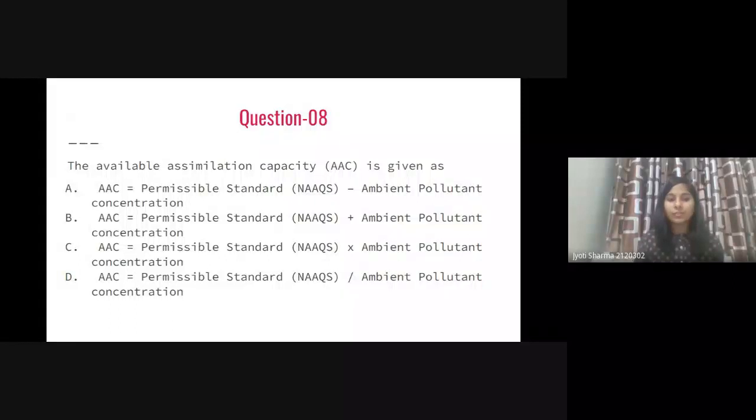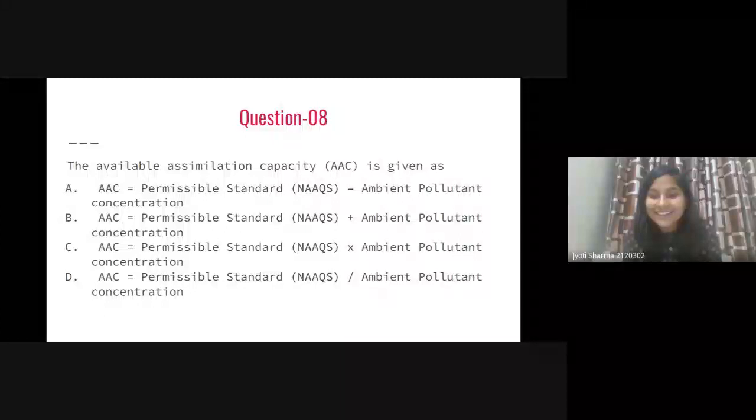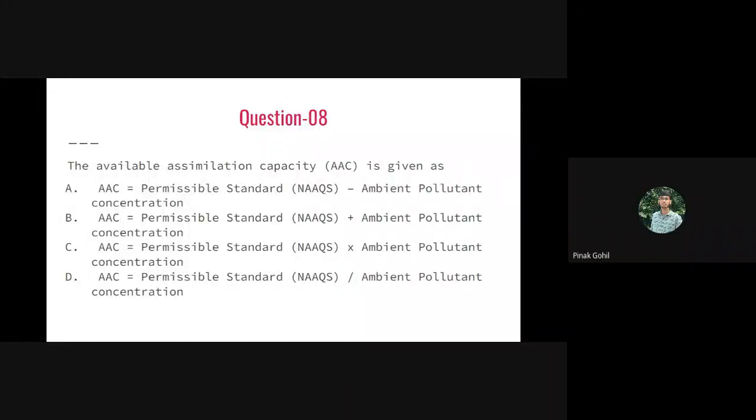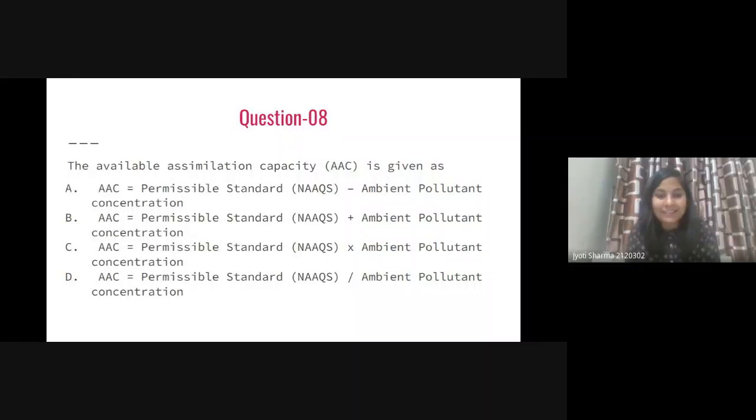Okay, the next question I have, the available assimilation capacity is given by. So the first is, okay, Alka gave me answer A, Nishan gave: difference between permissible standard and ambient pollutant concentration. A. Yes, exactly. You are giving me the right answer. So here the question is, what do you mean by this permissible standard? And second is, what do you mean by this ambient pollutant concentration? After only we will get what do you mean by this available assimilation capacity.